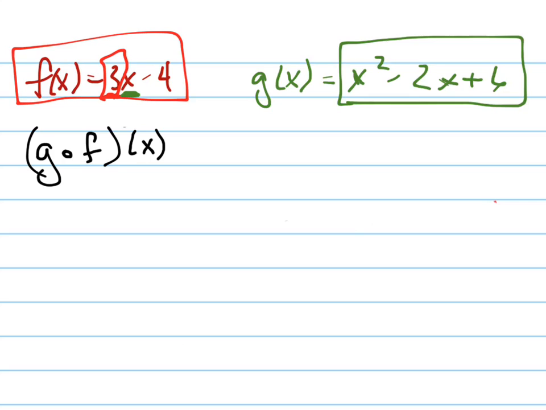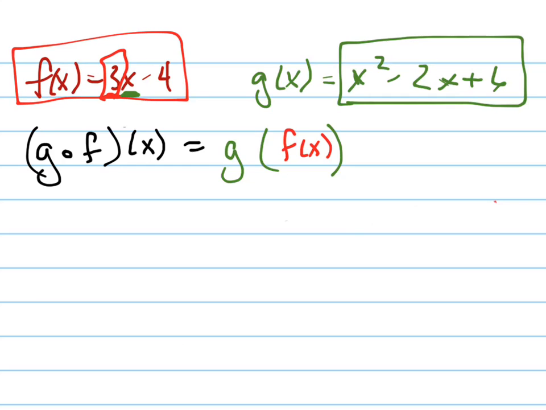So let's just compose it the other way. Let's do g of f of x. Now it looks similar, but it's different. It's a different function altogether. Because now what we're going to do is we're going to take g of x, this green function, and we're going to plug into it f of x. That's what we're doing. We're plugging f of x into g of x.